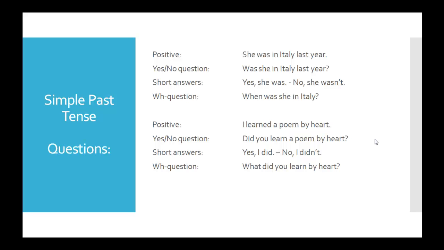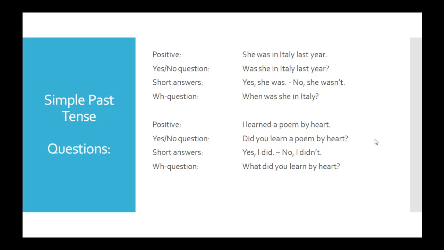For all other verbs, other than the verb to be, you would follow a different rule. For example, if a sentence is, I learned a poem by heart, in order to make a yes-no question, we have to use auxiliary verb to do in past tense, which would be did. Then we would put a subject and then the main verb in its infinitive form. Did you learn a poem by heart? Possible short answers would be, yes, I did, or no, I didn't.